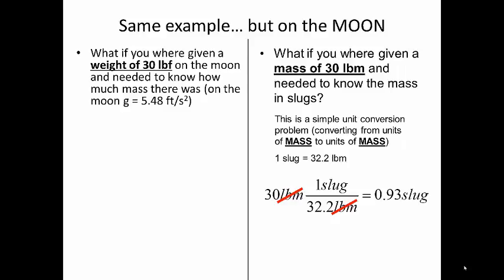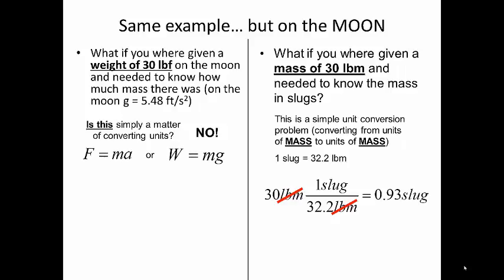Now, what if we're given a weight of 30 pounds force on the moon, and we need to know how much mass there was? On the moon, gravity is equal to 5.48 feet per second squared, as opposed to our 32.2 feet per second squared on Earth. Is this simply a matter of converting units? In this case, no, it's not.